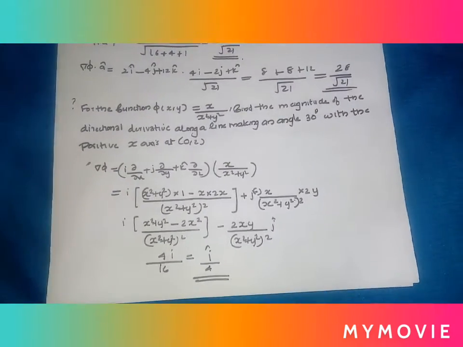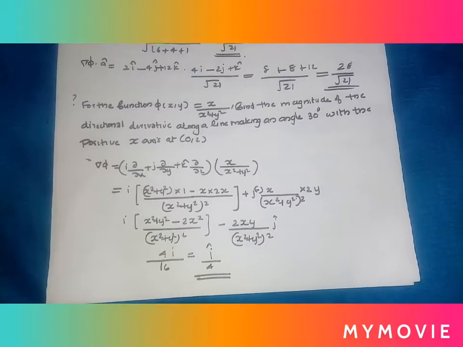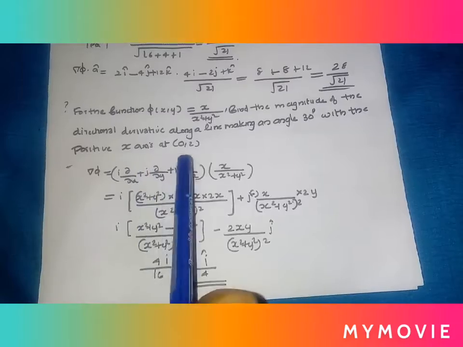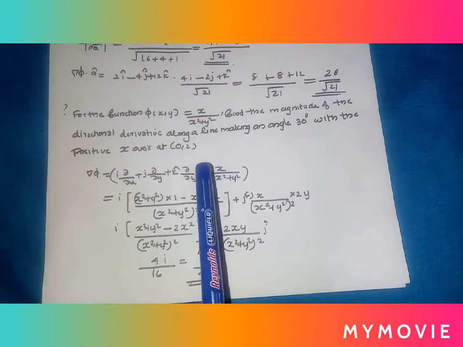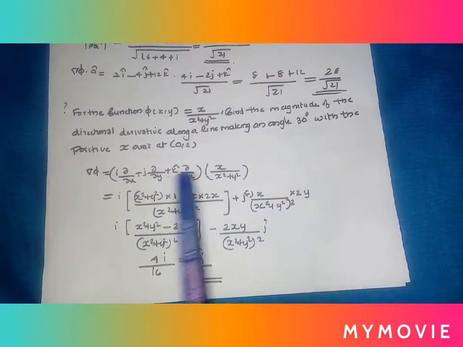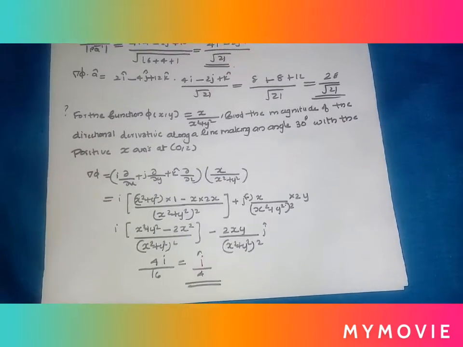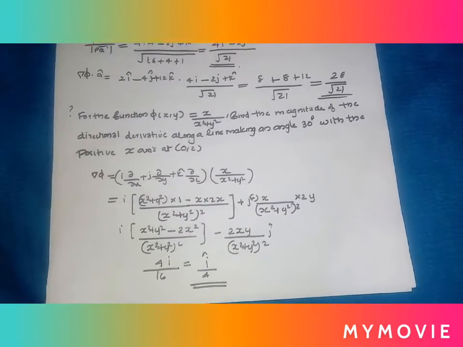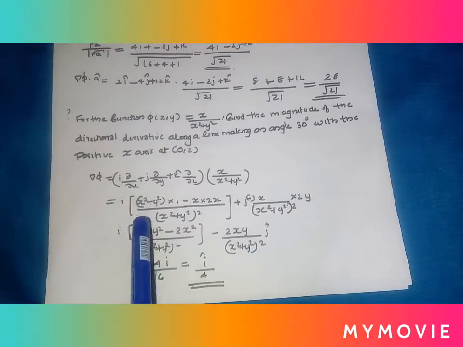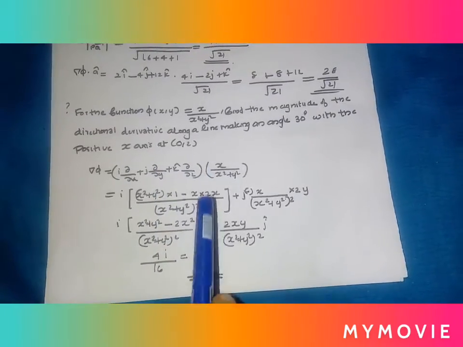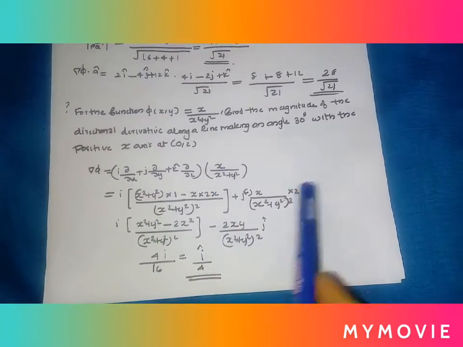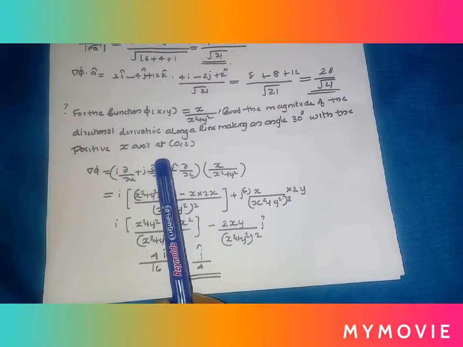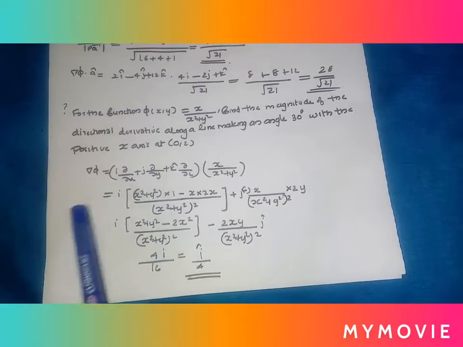Next question, for the function phi of x comma y is equal to x divided by x square plus y square, find the magnitude of the directional derivative along a line making an angle 30 degree with the positive x-axis at (0, 2). We first find the gradient of the function given. So del phi is equal to i dou by dou x plus j dou by dou y plus k dou by dou z into x divided by x square plus y square. In the function only x and y terms exist, so only dou by dou x and dou by dou y terms exist.